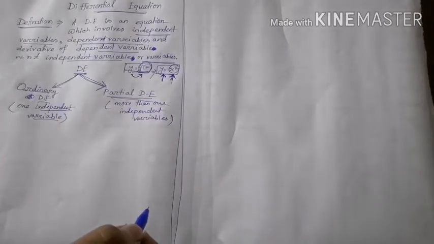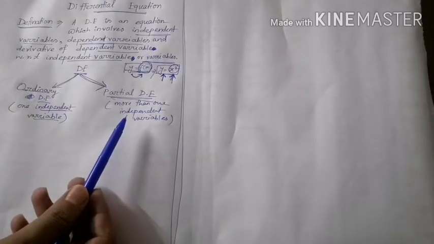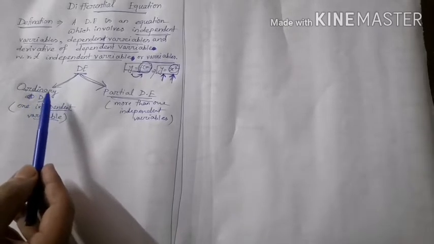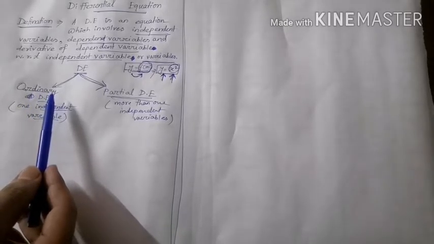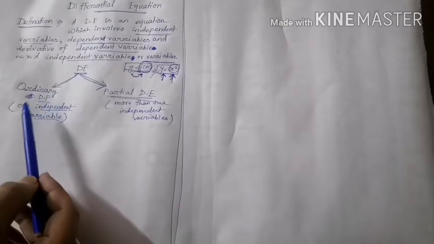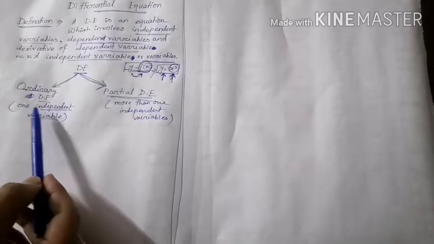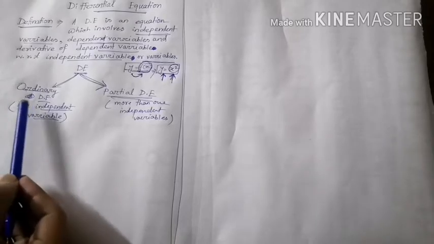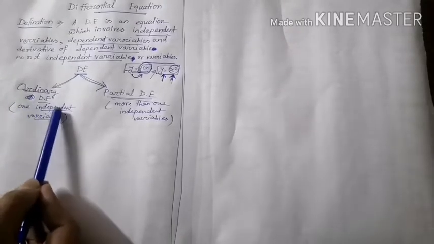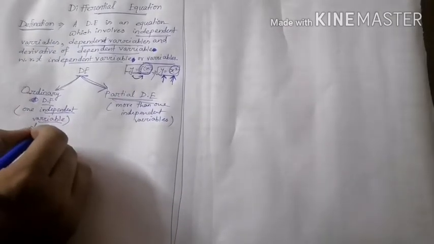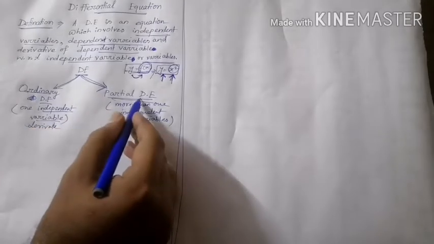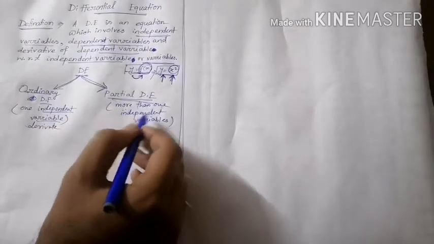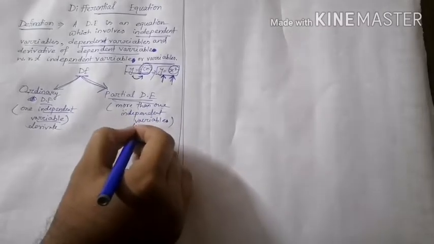So what is the difference between ordinary differential equation and partial differential equation? The ordinary differential equation consists of only one independent variable, that is, derivatives with respect to only one independent variable. And a partial differential equation consists of derivatives with respect to more than one independent variable.